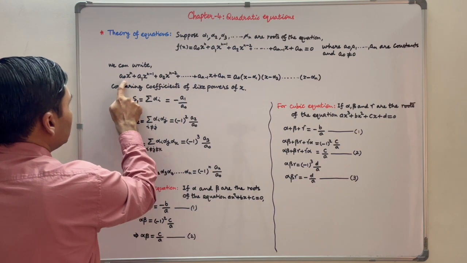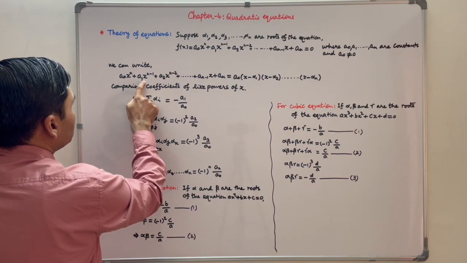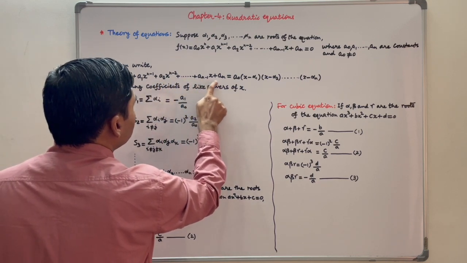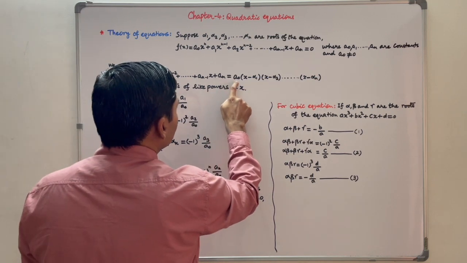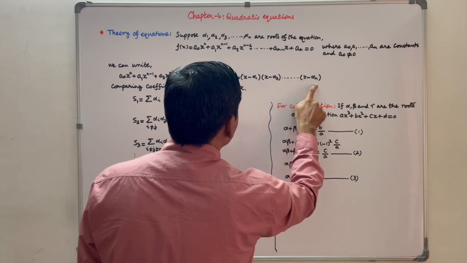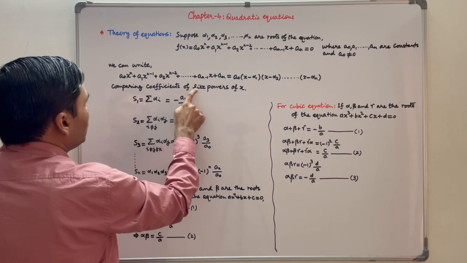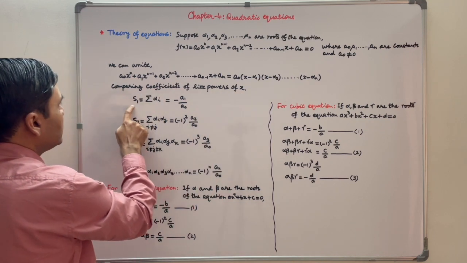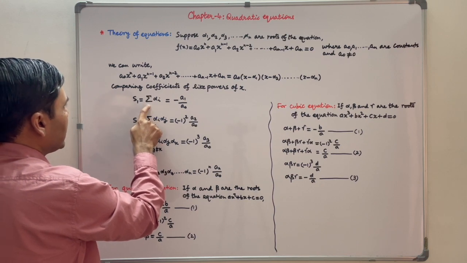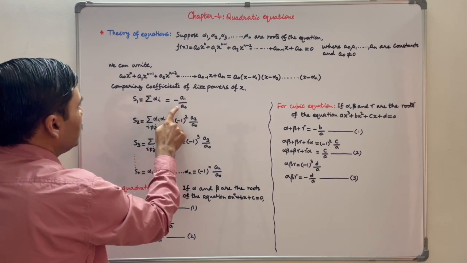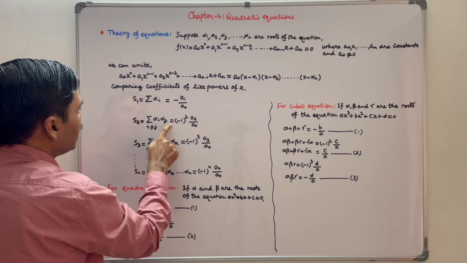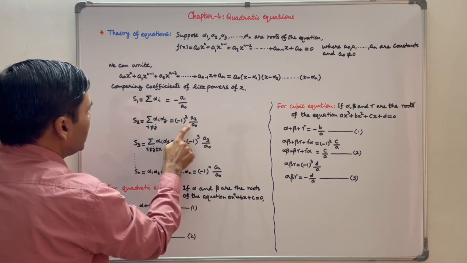Then we can write a0 x to power n plus a1 x to power n minus 1 plus a2 x to power n minus 2 plus and so on up to an minus 1 x plus an is equal to a0 into x minus alpha 1 into x minus alpha 2 and so on up to x minus alpha n. Now we can compare coefficients of like powers of x and say that S1 is equal to summation of alpha i, means sum of the roots taken one at a time, and that is equal to minus a1 upon a0. S2 is equal to sum of the roots taken 2 at a time, and that is equal to minus 1 to power 2 a2 upon a0.